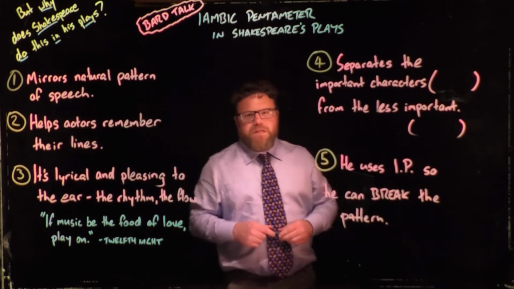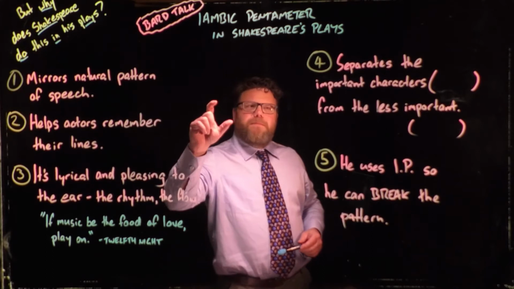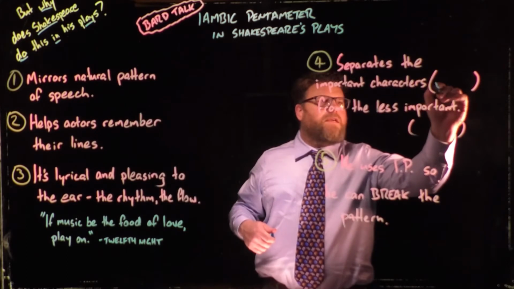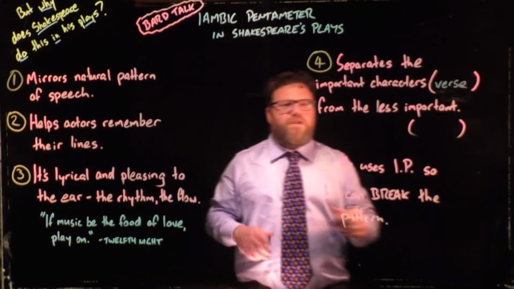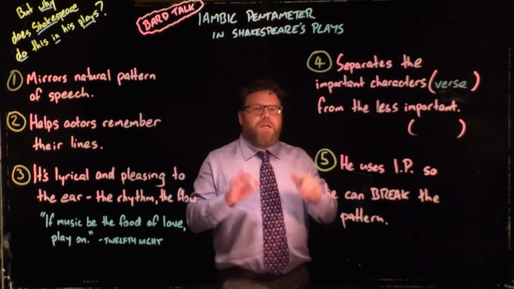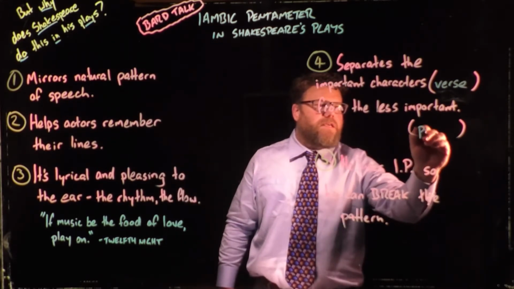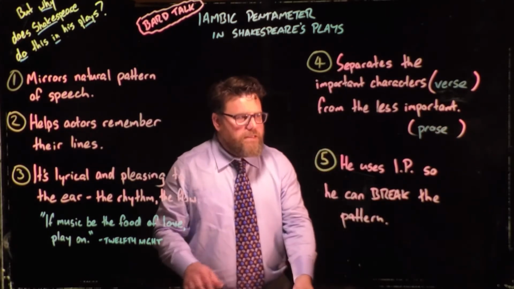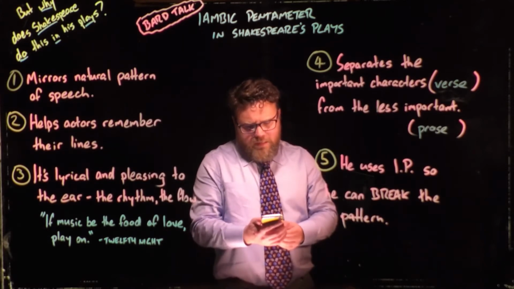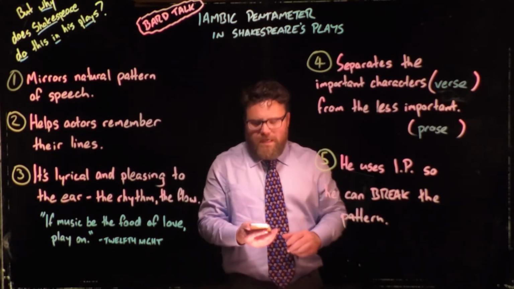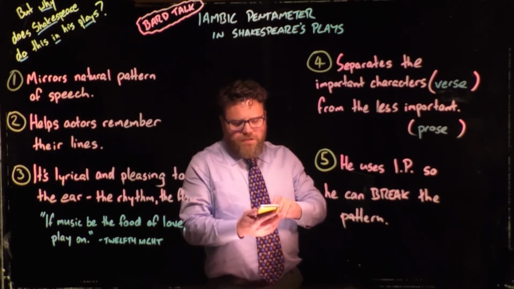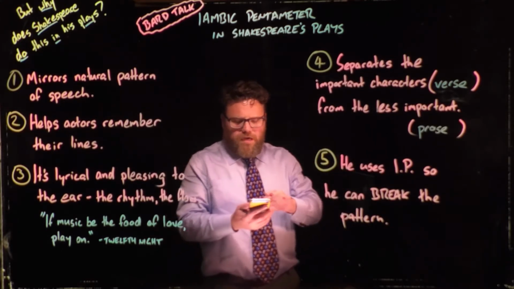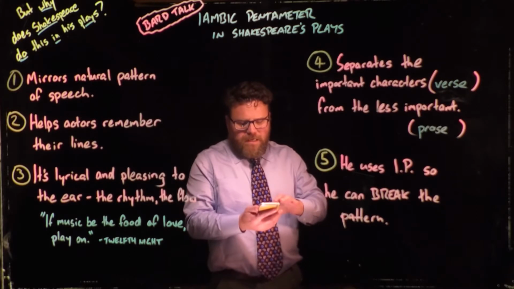The fourth reason that you may have heard is that iambic pentameter is used by Shakespeare to separate the important characters who speak in blank verse, written in iambic pentameter, from the less important characters who tend to speak in prose instead. So this is clearly illustrated in the opening scene in Romeo and Juliet, where, I'll just remind you, they're all fighting in the streets. There are men from the Capulet side and the Montague side fighting. And the way they're talking is quite ordinary.